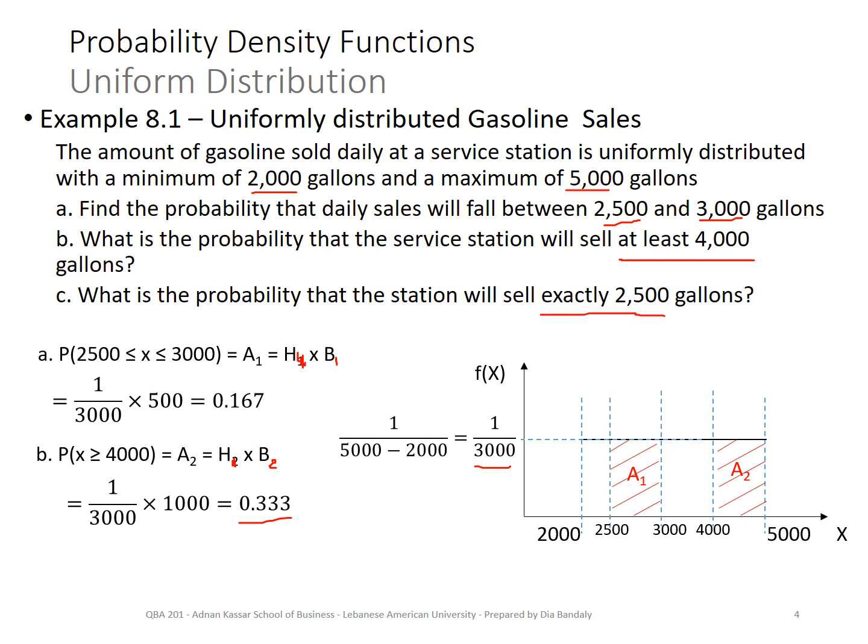Part C, what's the probability that they will sell exactly 2500? What do you think? I want you to really think about it, or just pause the video and try to think about it. Hopefully you thought about this. We know that when the variable is continuous, the probability of a specific value is equal to 0, because it's so small that you can easily approximate it as 0.